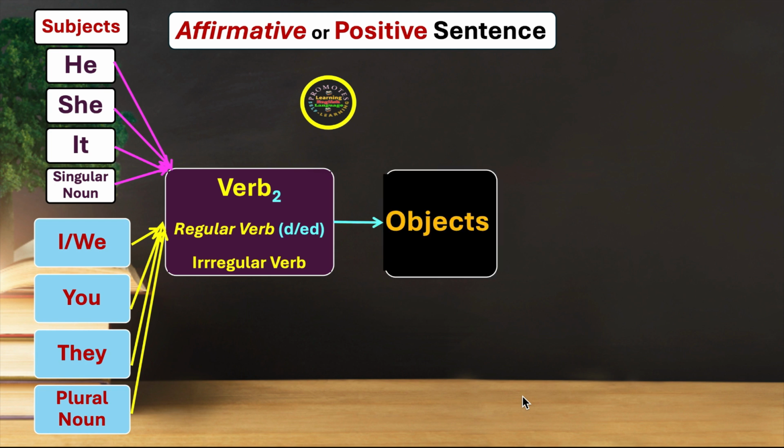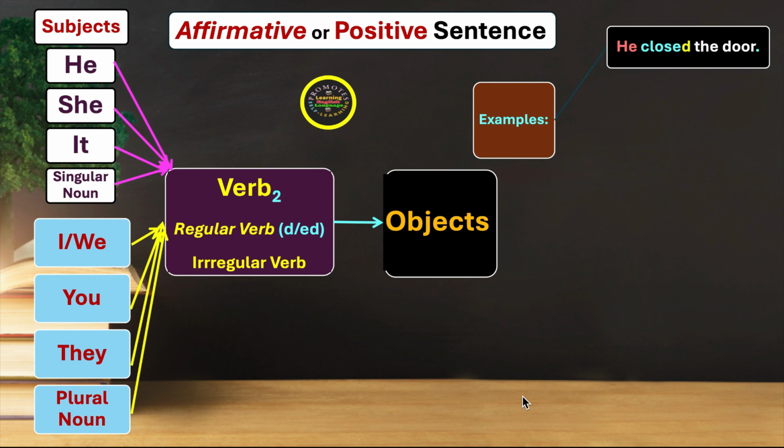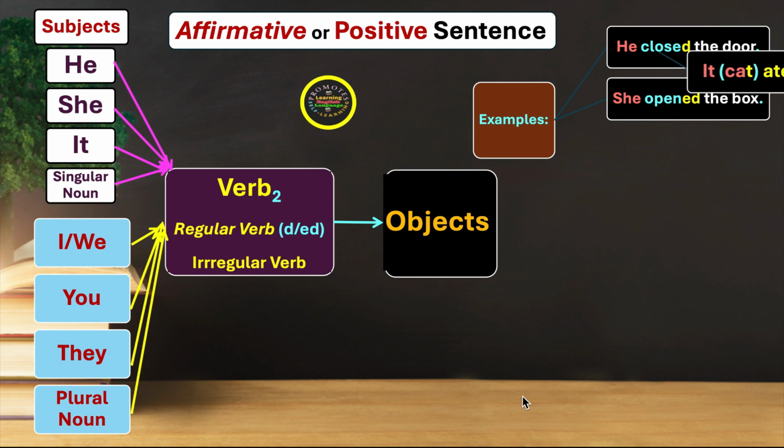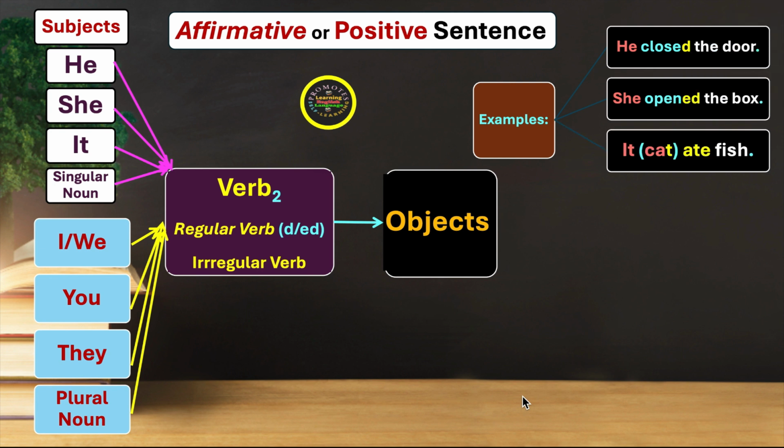Then we have objects. Like in the examples, we can see: he closed the door. Here we add d at the end of the regular verb. We have another example: she opened the box. We add ed to the end of the regular verb. Likewise, we have it for cat, ate fish; Tom drove a car, a regular verb.